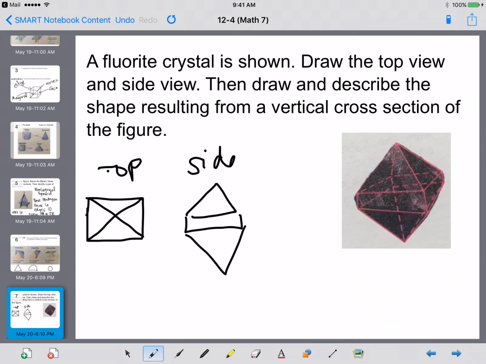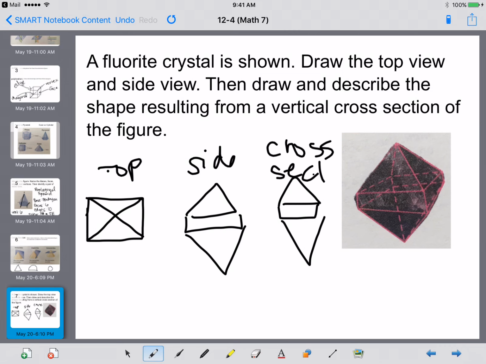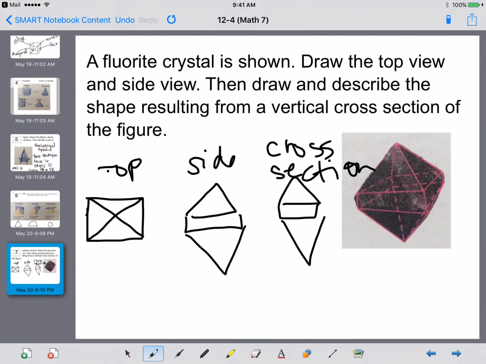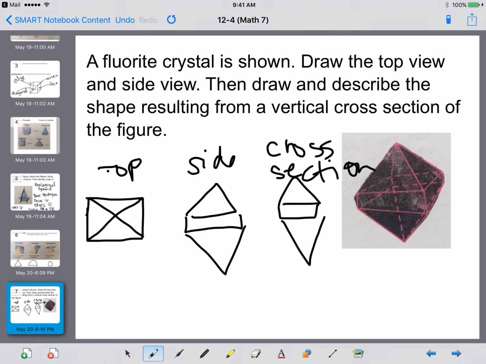It wants us to describe a shape resulting from a vertical cross-section of this figure. So if I were to cut it in half, it would look pretty much the same as our side view. So you could say the vertical cross-section will look similar to the side view. And that's what I got for you for Chapter 12, Lesson 4.